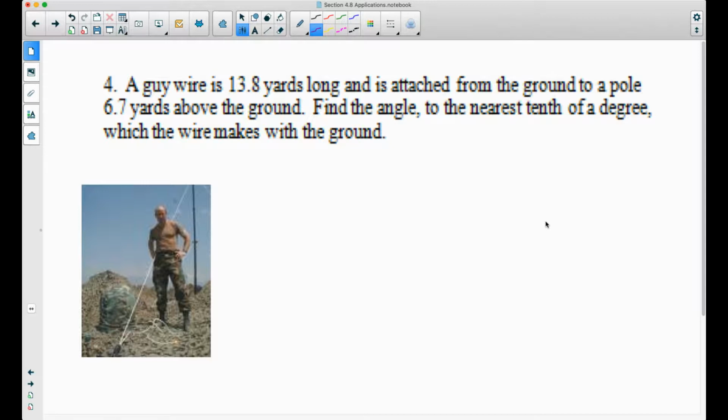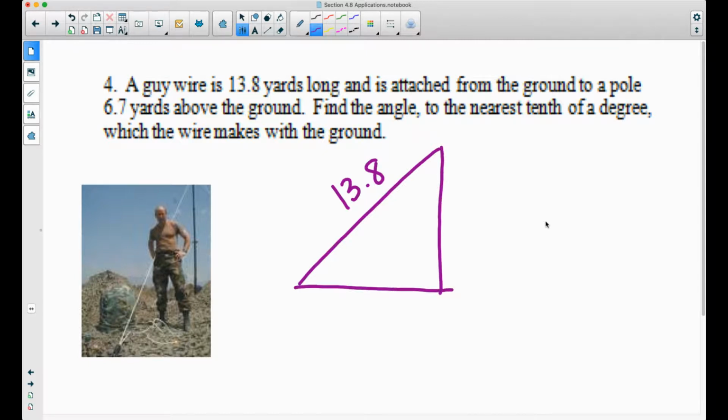So this one's very similar to the one we just did. A guy wire is 13.8 yards long. It's attached from the ground to a pole. The pole is 6.7 yards above the ground.